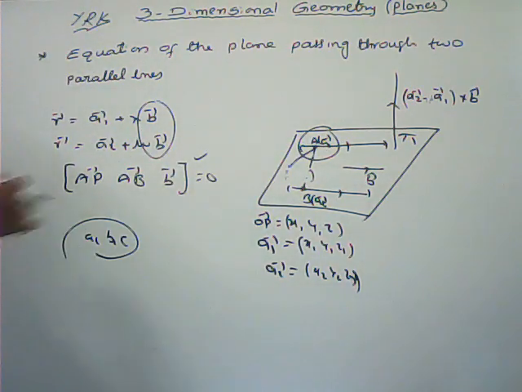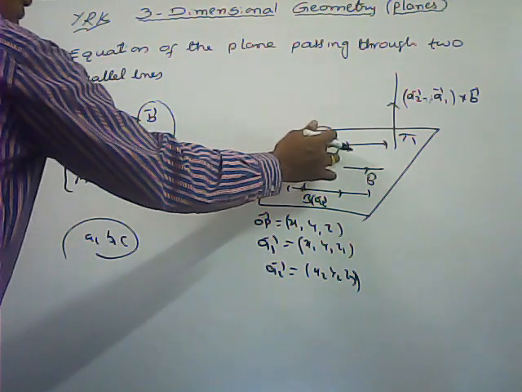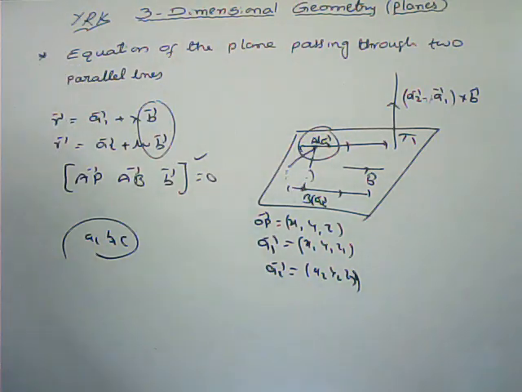a into x minus x1. Here you can take anything, either x1, y1, z1 or x2, y2, z2. a into x minus x1 plus b into y minus y1 plus c into z minus z1 equals to 0. This is the Cartesian form, or symmetric form as we say, after the vector form.